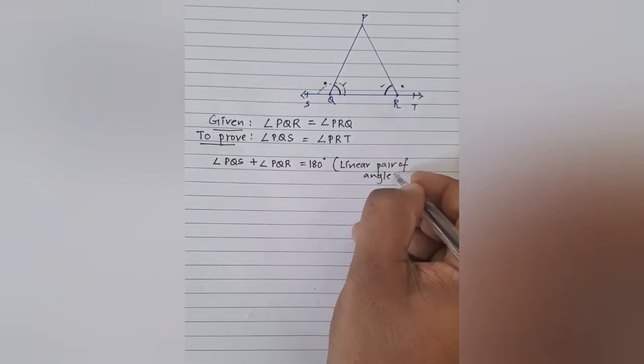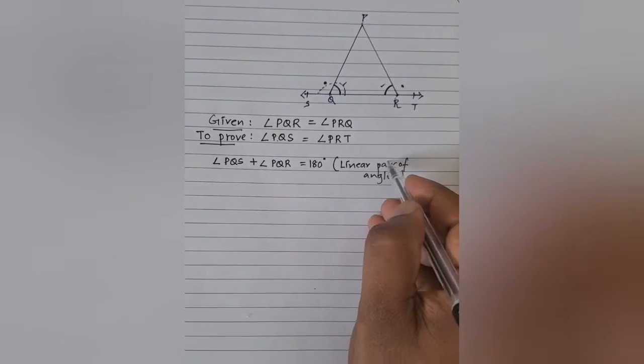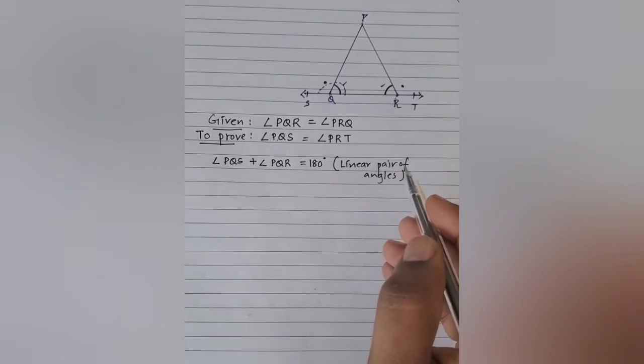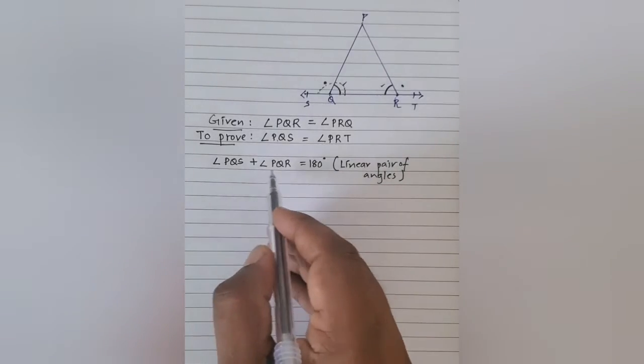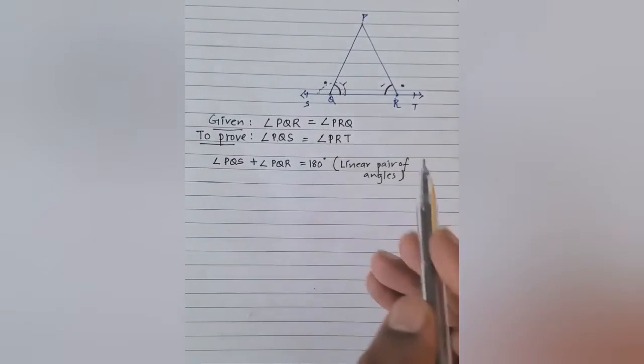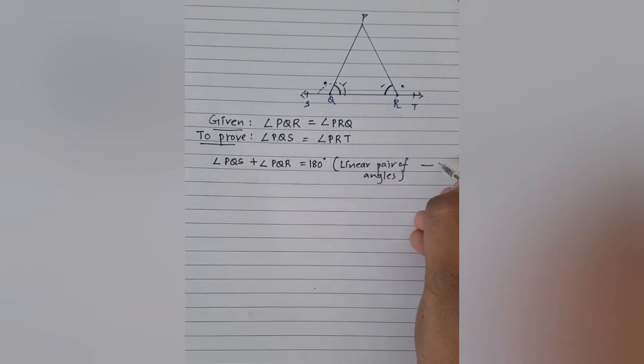It is very essential for you to mention the reason, otherwise in the examination, if you don't write the reason, it may lead to a reduction in your total marks. So please ensure that you write the reason why these two angles are equal to 180 degrees. Fine. So this is our first observation.